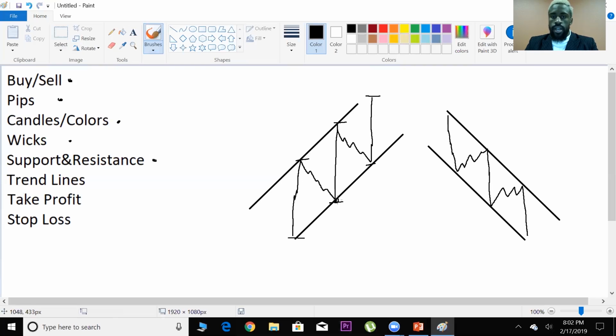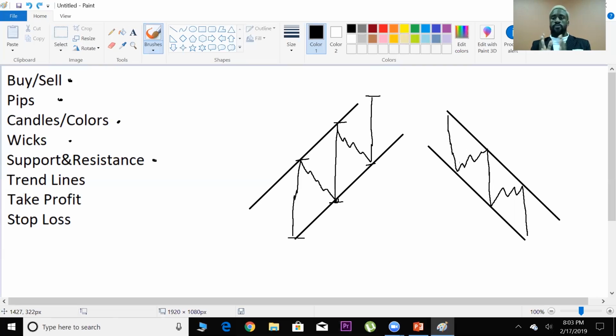If this one is higher than this one, and this one is higher than this one, and this one is higher than this one, that means that the trend is still going. And that is called a higher high and a higher low. And it's the same on the other side. All right? So just keep that going.